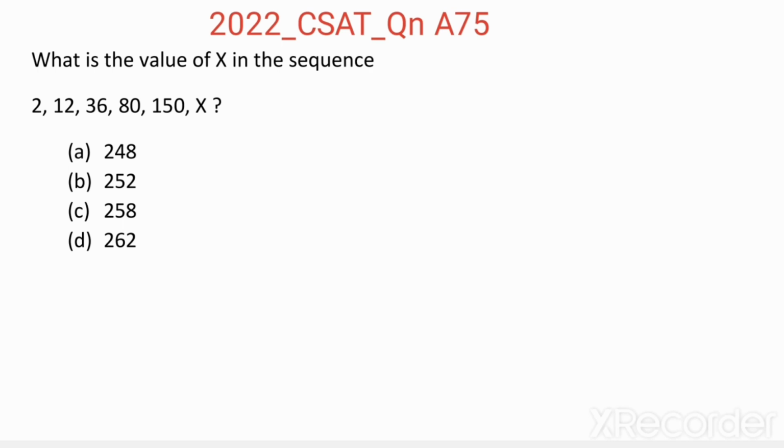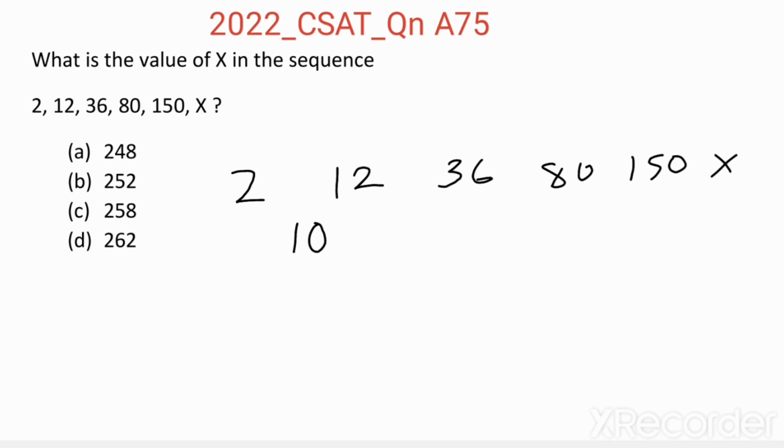Question number 75. What is the value of x in the sequence 2, 12, 36, 80, 150, x? First find the difference between adjacent terms. 12 minus 2, 10. 36 minus 12, 24. 80 minus 36, 44. 150 minus 80, 70. Then x minus 150.